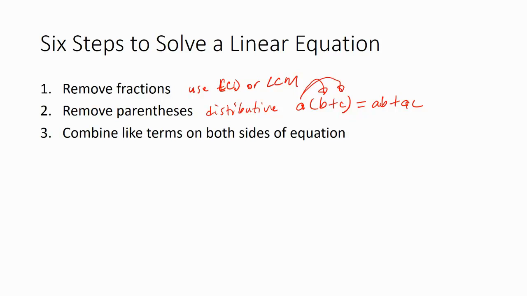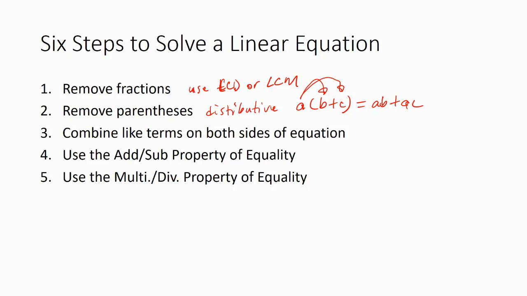Next, we will combine like terms on both sides. So just remember that a like term is the same variable raised to the same power. Then we'll use the addition or subtraction property of equality. The property of equalities tell us that whatever we do to one side, we must do to the other side in order to maintain equality. So the addition subtraction property of equality states that whatever you add or subtract to one side of your equation, you must add or subtract to the opposite side of your equation.